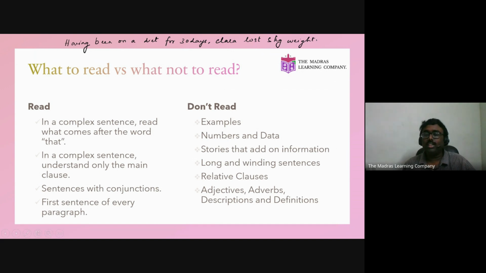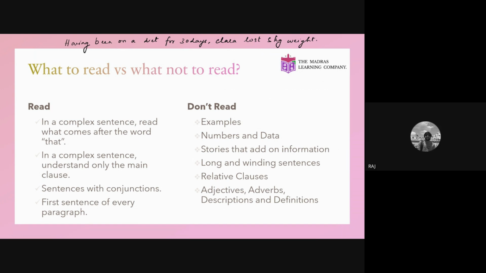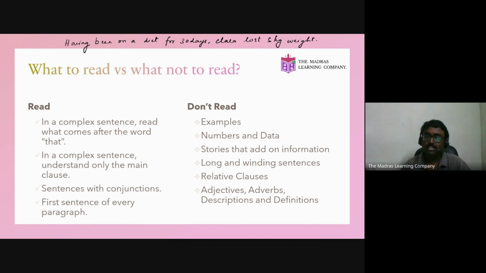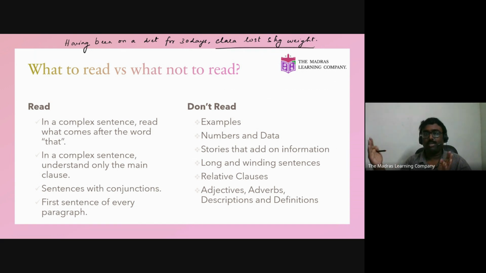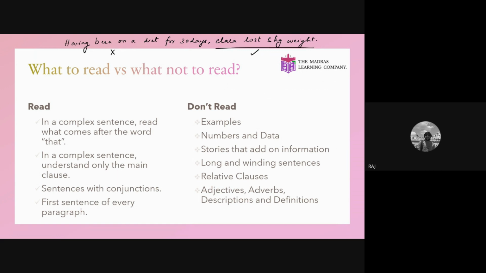Okay. Now, in this sentence, Raj, can you identify what the main sentence is, the complete sentence is? Having been on a diet for 30 days. That's not the complete sentence. When I say complete sentence, I mean grammatically complete sentence. Clara lost 5 kgs weight. That's a complete sentence. Having been on a diet for 30 days is not a complete sentence, right? So ignore that. This is important.